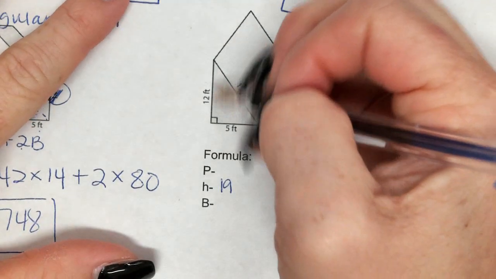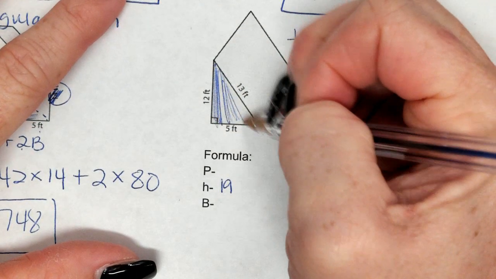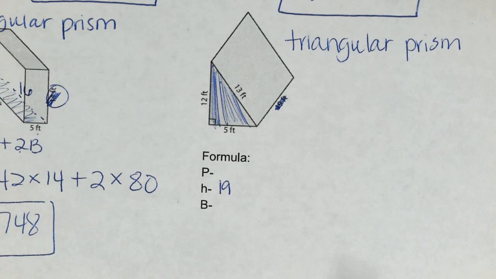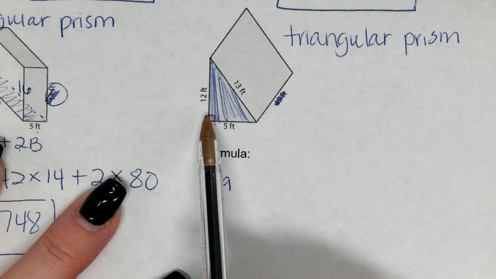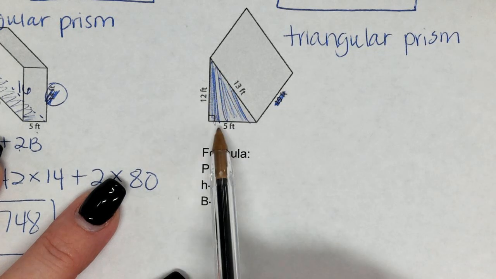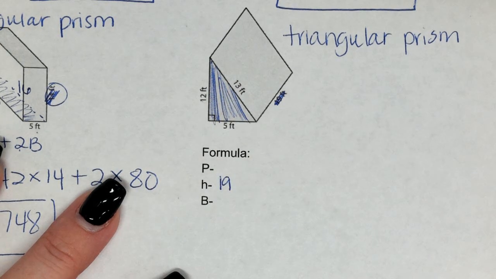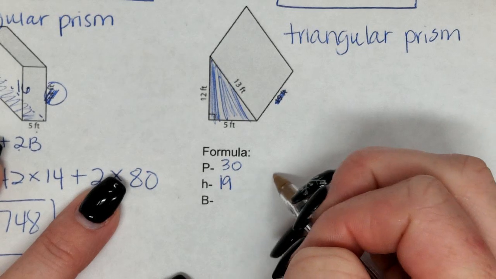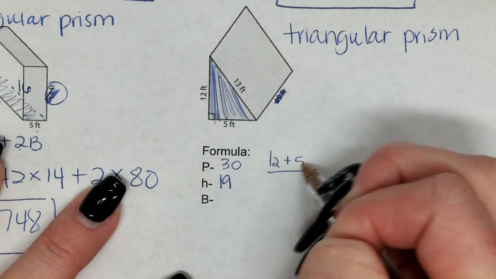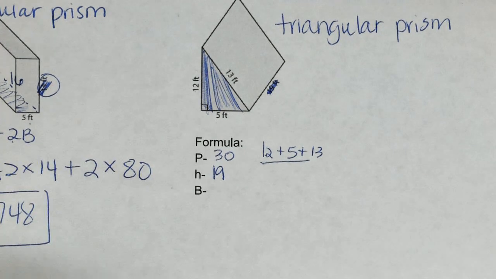Now I'm only looking at this triangle. What does P stand for? Perimeter of the base. So how would I find the perimeter of this? Add 12 plus 5 plus 13, which is 30. And if you need to write that out here, we did 12 plus 5 plus 13, just in case you need it.